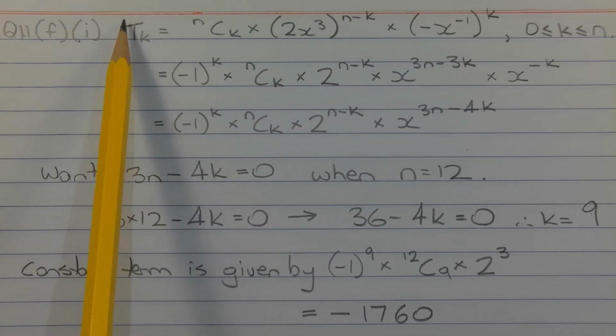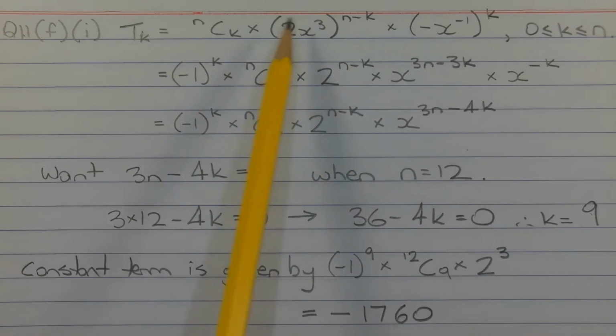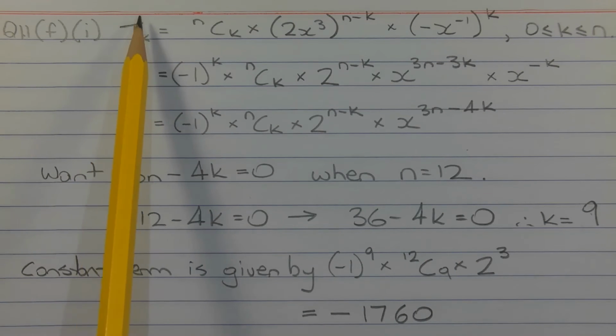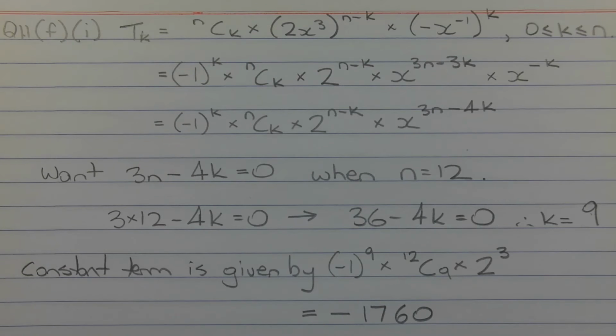So going back to this equation here, using the binomial theorem, we want the value of t9. So the constant term is given by (−1)^9 times 12 choose 9 times 2³. And that equals negative 1,760.